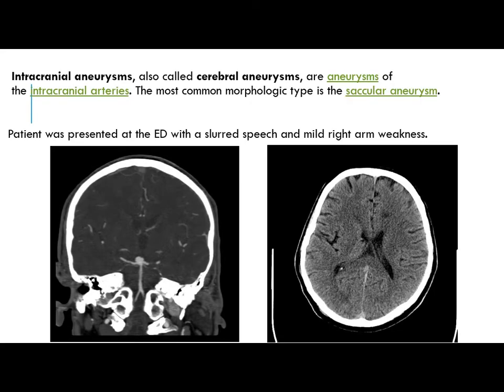An intracranial aneurysm is also called a cerebral aneurysm. They are aneurysms of the intracranial arteries. The most common type is the saccular aneurysm. In this case, the patient presented to the emergency department with slurred speech and mild right arm weakness.